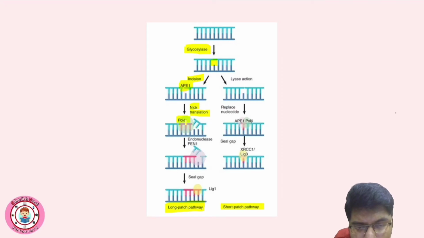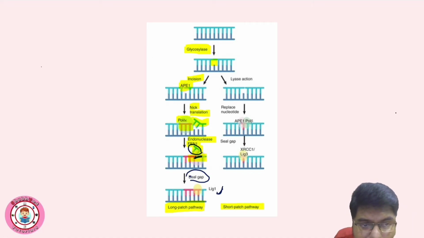Pol delta epsilon incorporates the correct nucleotide here. Right, and then the strand that was present before is flipped upwards. We can see here from the picture, as the strand is synthesized, the previous strand is flipped. Then endonuclease FEN1 will come, which will cut this strand. And here the joining will take place. The previous strand has been cut, and here there is a gap. This gap is sealed by the ligase.